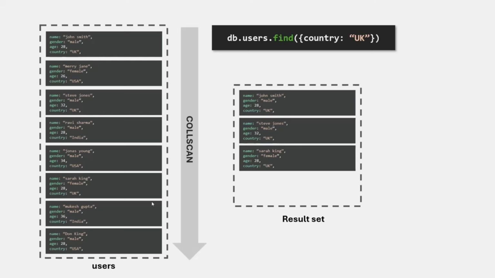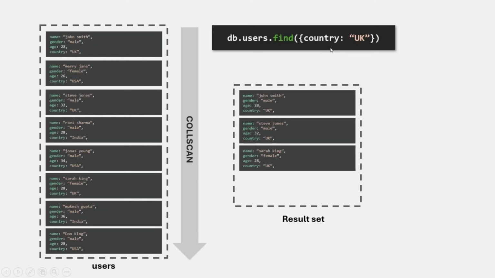So when we do not have an index on a field using which we are querying the documents from a collection, in this case, we are querying the collection using this country field. We want to filter the documents from this users collection using this country field, but we don't have any index on this country field. So in that case, MongoDB does a collection scan.